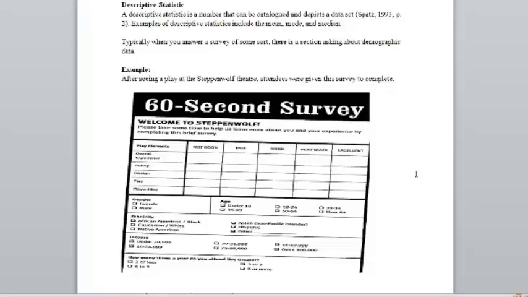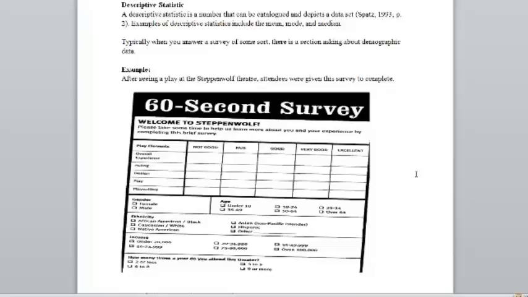Now, a descriptive statistic is a number that can be categorized or cataloged, and it depicts a set of data. So examples of descriptive statistics are the mean, the mode, and the median, and I'm sure you're all familiar with that. You certainly have heard of the mean.